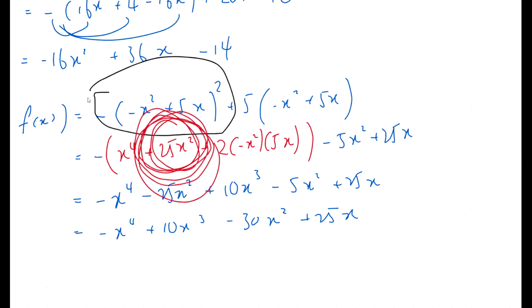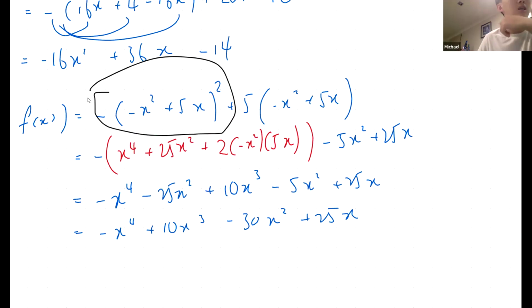Okay, then I'm correct if that's the case. Because a squared, b squared, right? A squared is 4x squared. This thing squared is 25x squared. You square both terms. This is 25x squared.